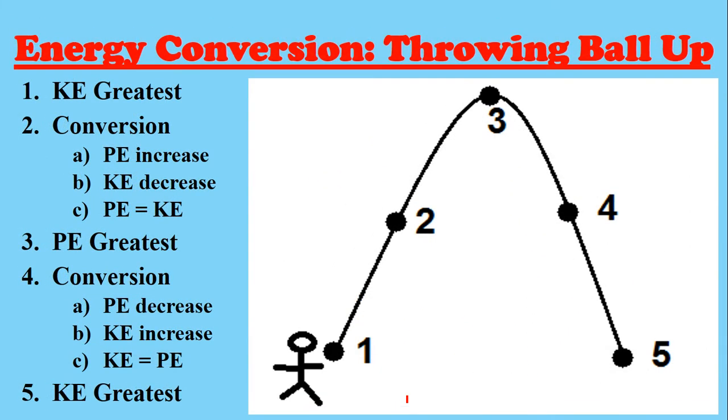The last real-world example is throwing a ball up in the air. So at point 1, you have just let the ball out of your hand. The kinetic energy is at its greatest. Now the ball is traveling up. When it's traveling up, the conversion is happening. Potential energy is increasing because you're increasing your height. Your kinetic energy is decreasing. And at point 2, they're equal.